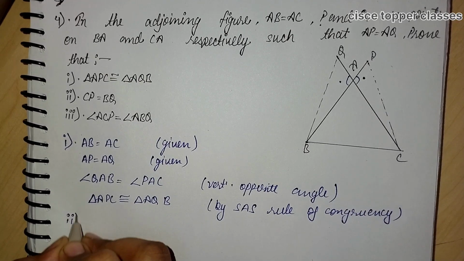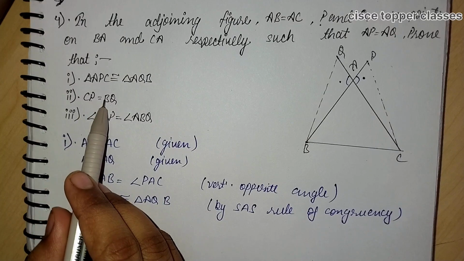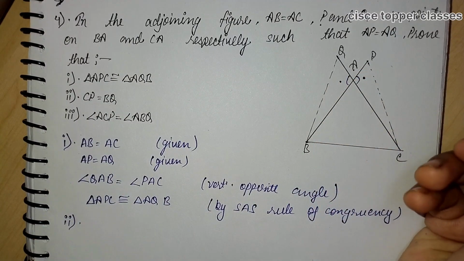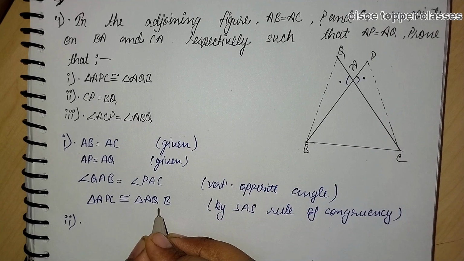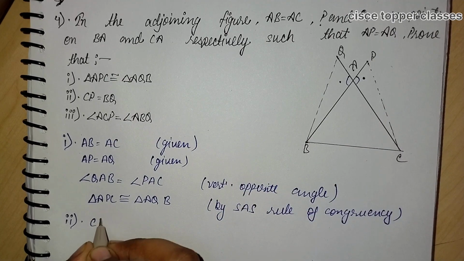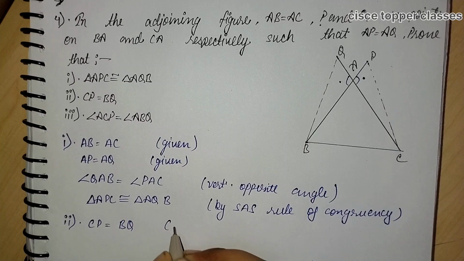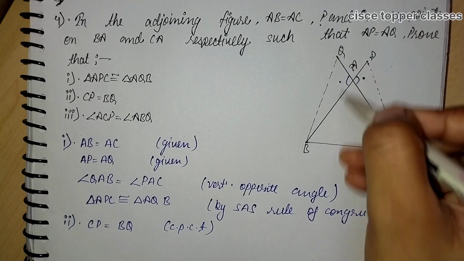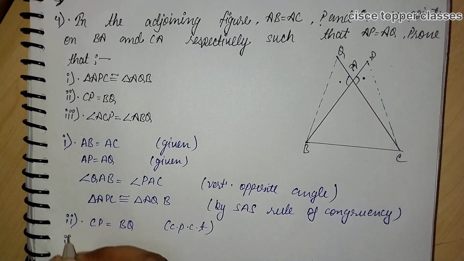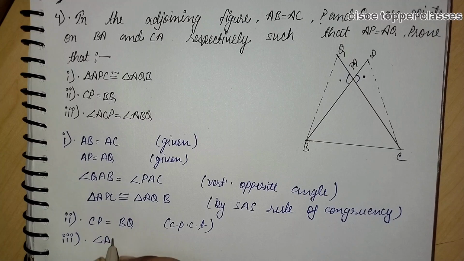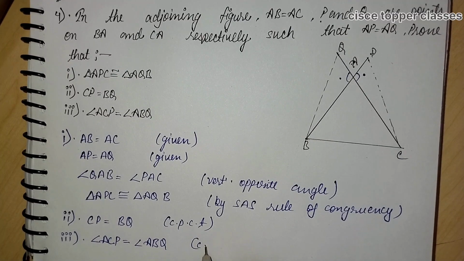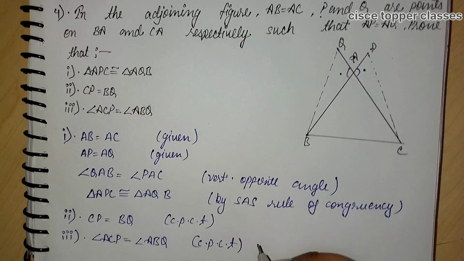Now let us solve the second part, which is CP is equal to BQ. Again, from this congruency we can prove it by CPCT, meaning CP is equal to BQ. Again, angle ACP and angle ABQ, from CPCT they are also equal. Angle ACP is equal to angle ABQ from CPCT only.